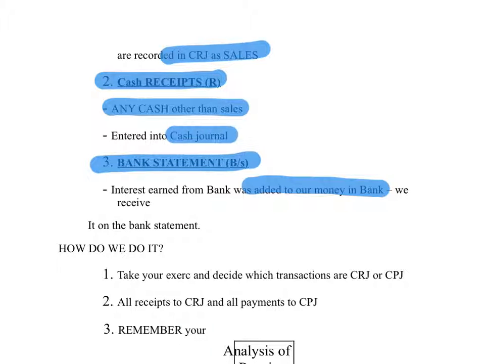Now you're going to ask me, how do we do the cash receipts and cash payments? First step is you need to take your exercise and decide which transactions are going to be CRJ and CPJ. I always suggest that you mark that with a pencil right next to the information and that you work line by line. Also, don't do the cash receipts by itself and cash payments by itself, rather do the exercise as a whole. Right, all receipts will go to cash receipts journal and all payments to cash payments journal.